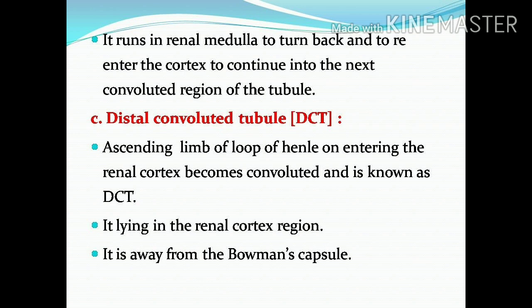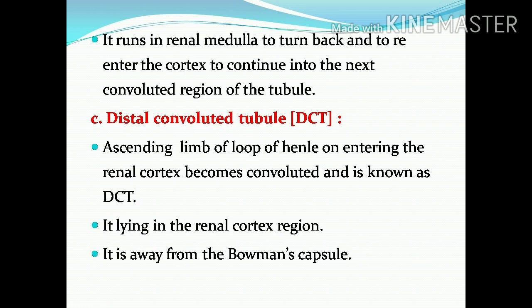Next, distal convoluted tubule. It is called DCT. It is also called the second convoluted region, and it is further away from the Bowman's capsule. So this convoluted tubule is away from the Bowman's capsule. That's why it is called distal. Distal means away. That's why it is called distal convoluted tubule.